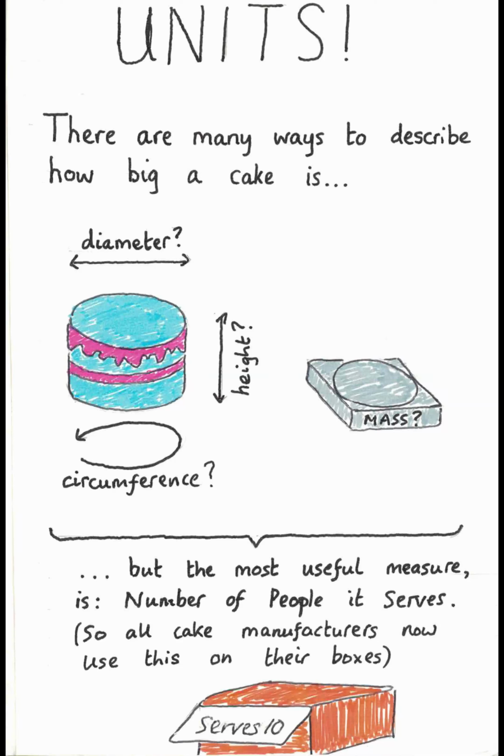There are many ways to describe how big a cake is. Diameter, height, circumference, mass. But the most useful measure is number of people it serves. So all cake manufacturers now use this on their boxes. Everyone has seemed to agree to use these as units for cake size.